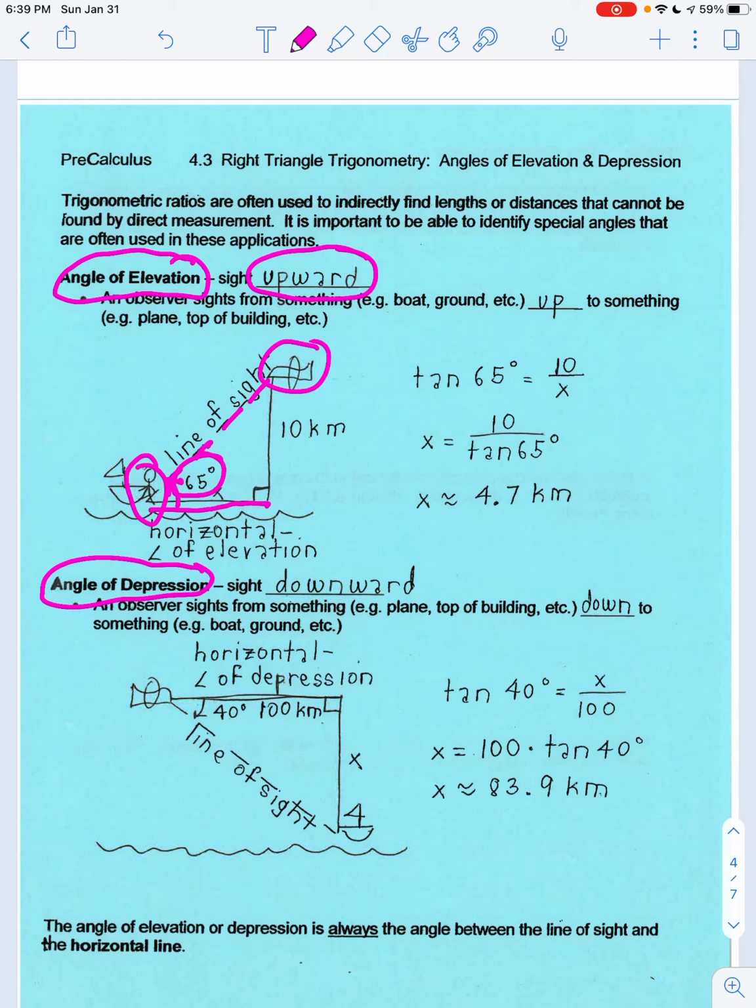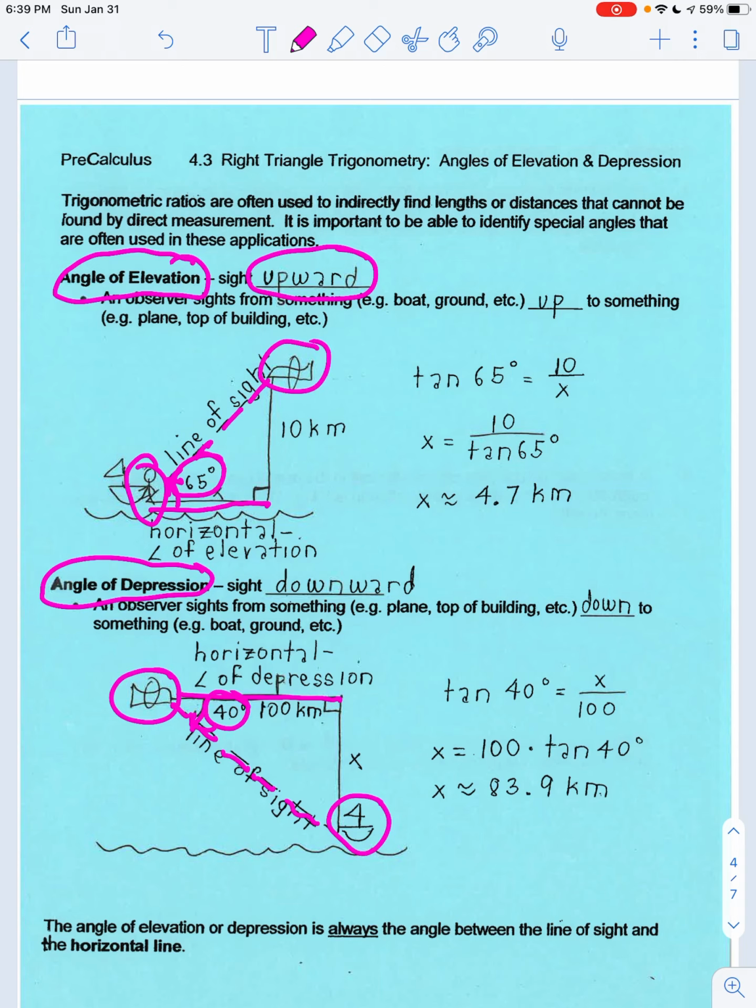Once you see that, you can use that to solve right triangle trig problems. And we'll do that here in a moment. Angles of depression actually are where an observer, like someone in the plane, sights something below, like a person on a boat. Here is my line of sight, and the angle of depression is formed with the horizontal.